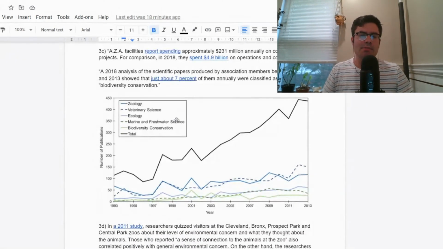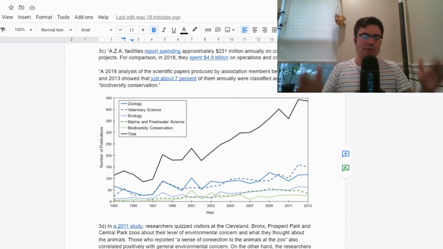But we go to the paper, and I've put in here the graph that she took this from. And we see, well, what are the other kinds of things that they're researching? These are just categories made by the researchers. The other things are zoology, veterinary science, ecology, marine and freshwater science. And there are some that are specifically about biodiversity conservation. But you would imagine that any of those other topics could potentially be relevant to biodiversity conservation. So it doesn't seem to me, again, like that's evidence that they don't care about conservation. It seems to me that they definitely produce research on it.